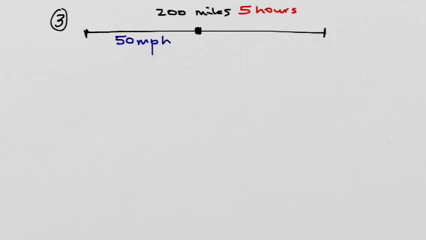Question 3, first one that caused a wee issue. Motorist travels 200 miles in 5 hours. First part of the journey was at 50 miles per hour. What was the speed for the second part? So we need this part here. Now the formula for speed is distance divided by time. Now we know that the first part used up 100 miles, so that means the second part is also 100 miles. What we don't know though is how long they've got to do the second part.